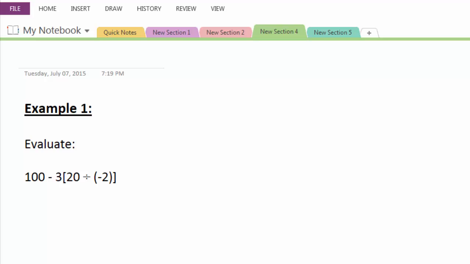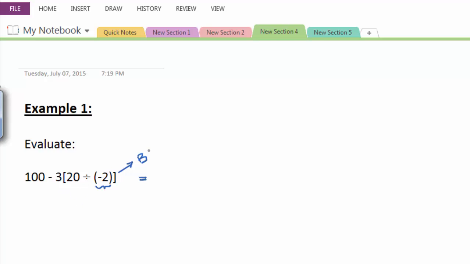So let's take this one and see how we can find the answer. 100 minus 3, open bracket, 20 divided by negative 2, close the bracket. If I follow BADMAS, let's first number the operations. Here that bracket is very important, B. Someone will ask me, why is this not a bracket? This is also a bracket. No, this bracket is for the sign only, so there is no operation in the middle. That's why I take this one into consideration.